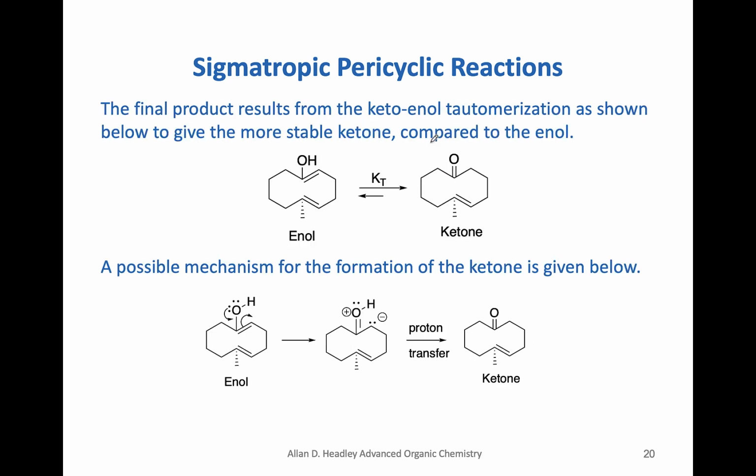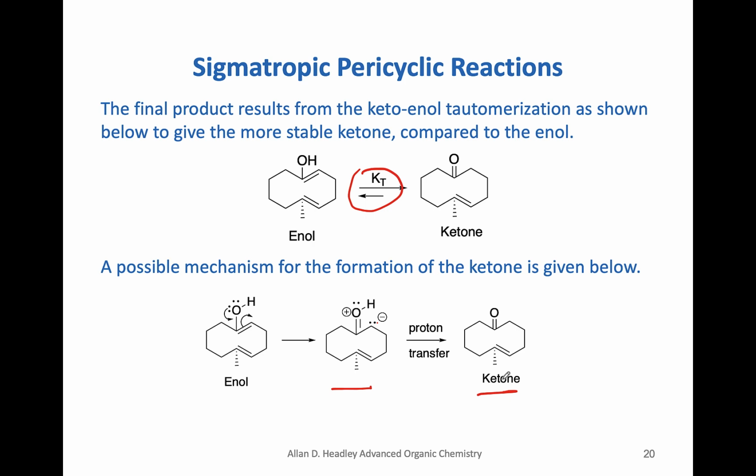Let's see a possible mechanism for that tautomerization. Here again is the enol, here's the keto form, so you can imagine these electrons coming in to form this intermediate here. Notice this is an intermediate now because this is not a pericyclic reaction. This is a keto-enol tautomerization. Proton transfer from here to here gives the ketone as the product.